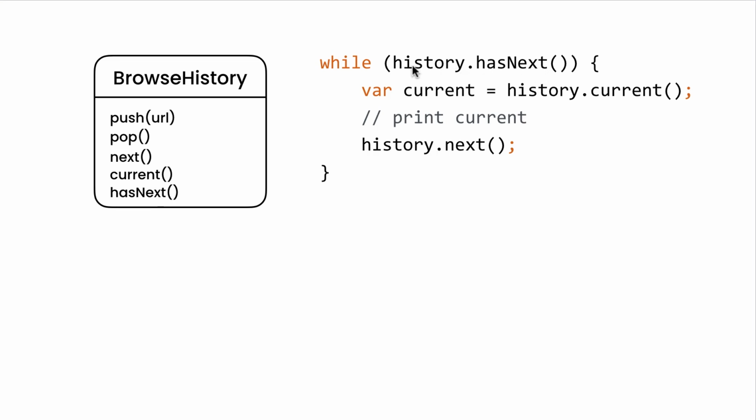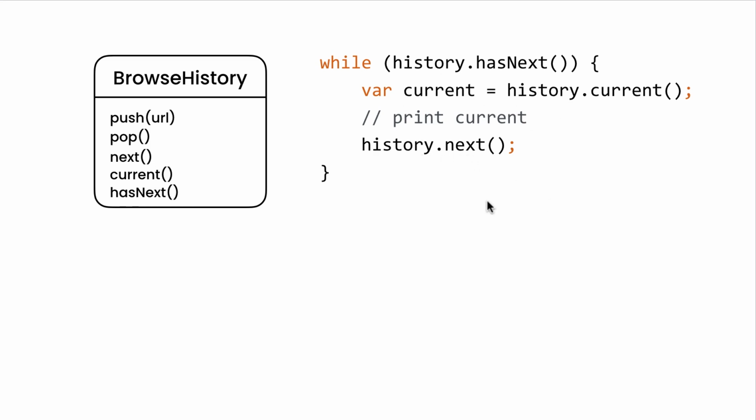It takes a condition. As long as this condition is true, it will execute this code in this block. So we call the hasNext method and ask the history, hey, do you have more items that we have to visit? If this returns true, then we read the current item, store it over here. So that's going to be a string. We can print it on the terminal and then advance the current item.